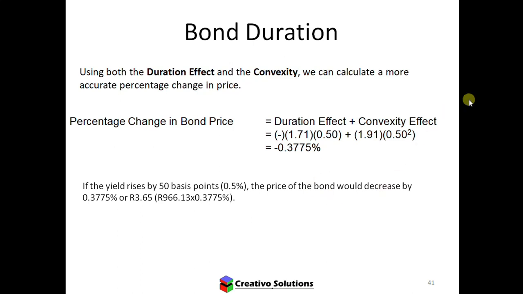Right, so let's interpret what we just calculated. If the yield rises by that 50 basis points, 0.5%, what is going to happen to the price of the bond? Remember, there's an inverse relationship between the increase in rates and the change in the price, so a decrease. Right, so if the interest rates had to rise by 50 basis points, we would expect the bond price to decrease by that 0.377%. Right, it is possible to calculate the rand value, taking your current price into consideration.